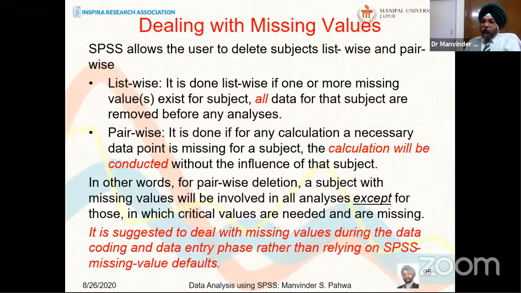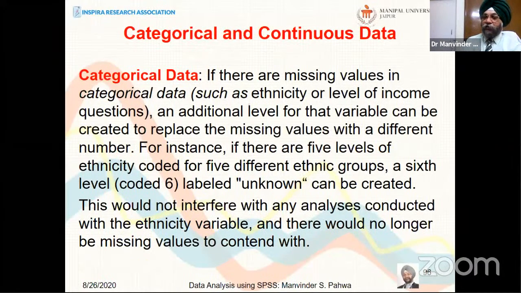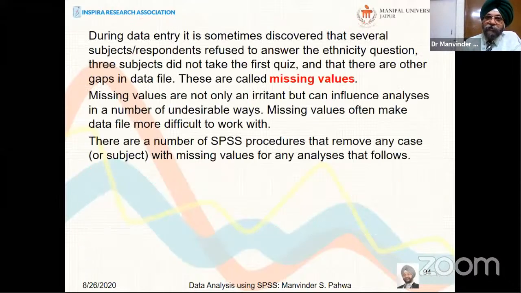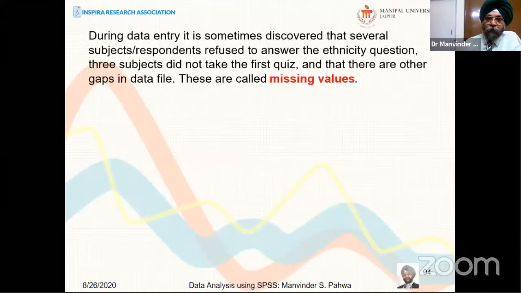So while you are entering the data, it is suggested that you avoid the values which are missing, whether you are manually entering the data or even if you are automatically entering the data. Just see that missing values are not there, right? So here I have already told you that this particular statement comprises two things. One is your ethnicity question, another is your quiz. So one is a categorical variable and another is a continuous variable.